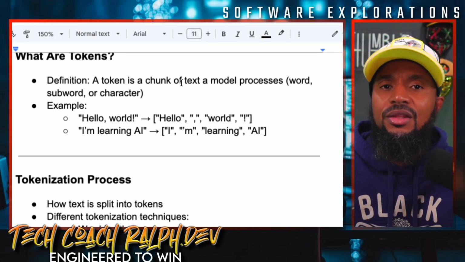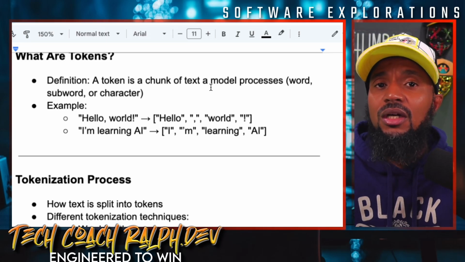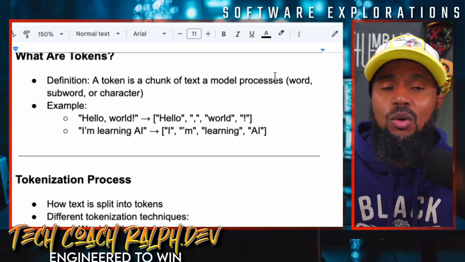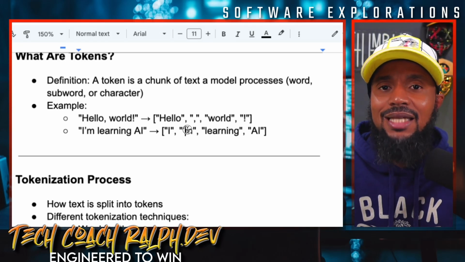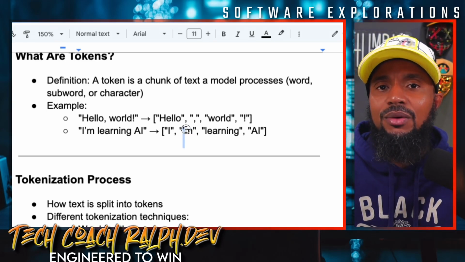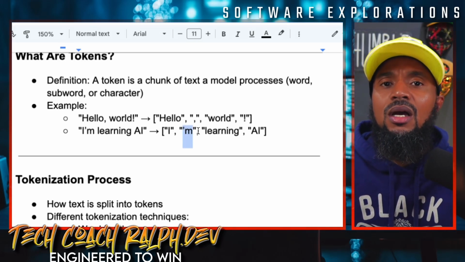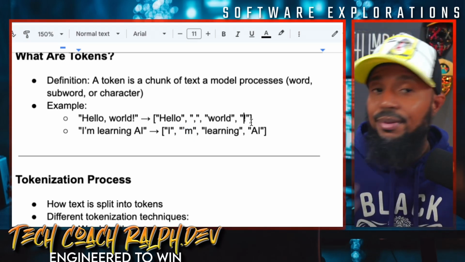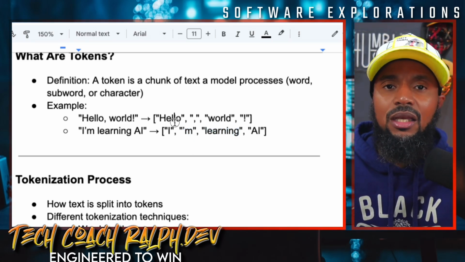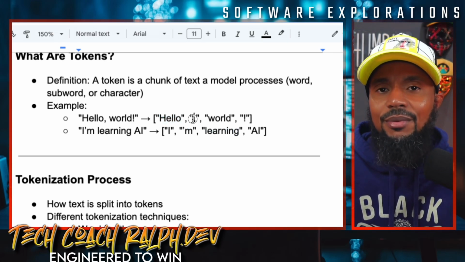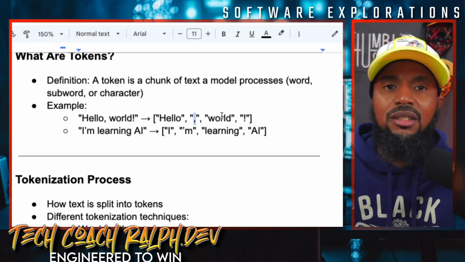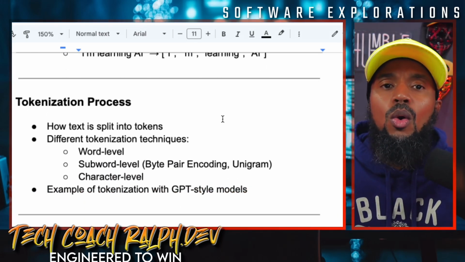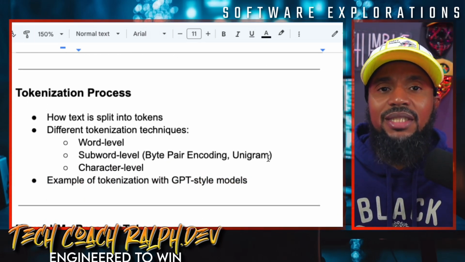So a token is a chunk of text a model processes. It could be a word, it could be a subword, like this "I'm" right here with the apostrophe M. It could be a character, like this exclamation point. It could be a word like AI, or learning, or hello. This comma right here is taken as a token too. It's a character.